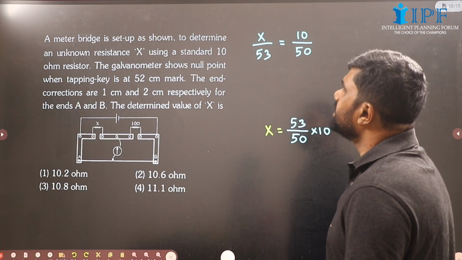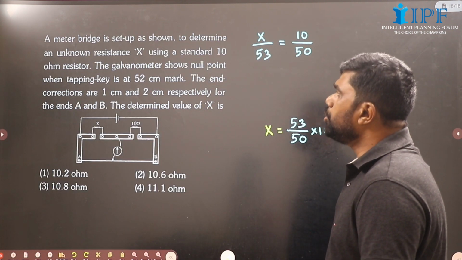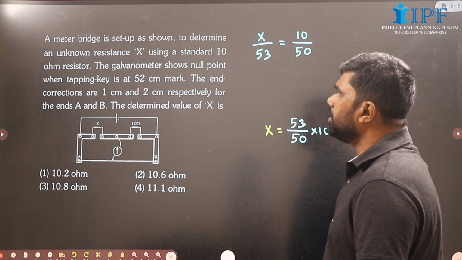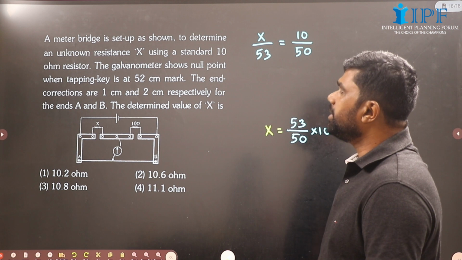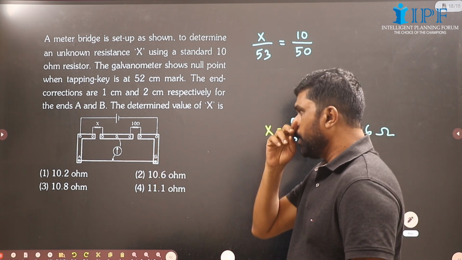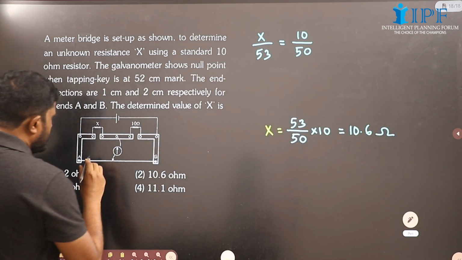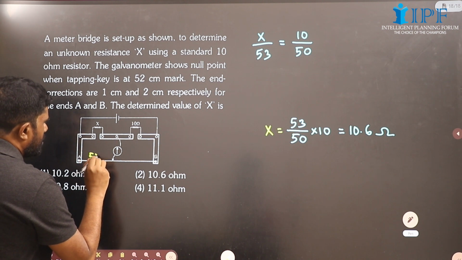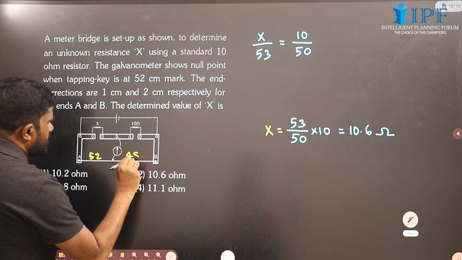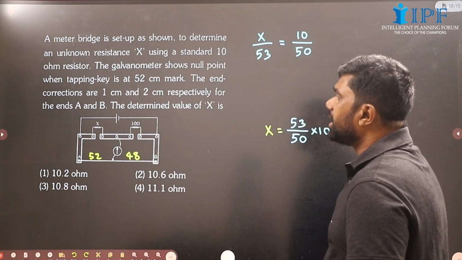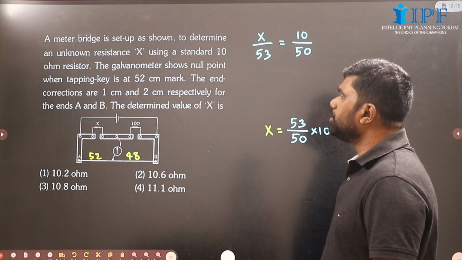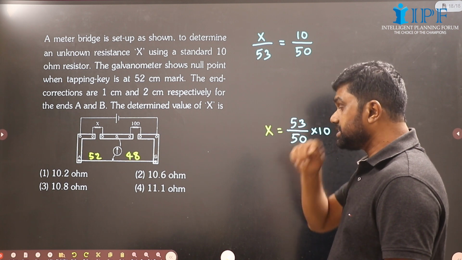A meter bridge is set up as shown to determine an unknown resistance X using a standard 10 ohm resistor. The galvanometer shows null point when the tapping is at 52 centimeter. So this is 52 and this is 48. Now the end corrections are 1 centimeter and 2 centimeter respectively at the ends A and B.